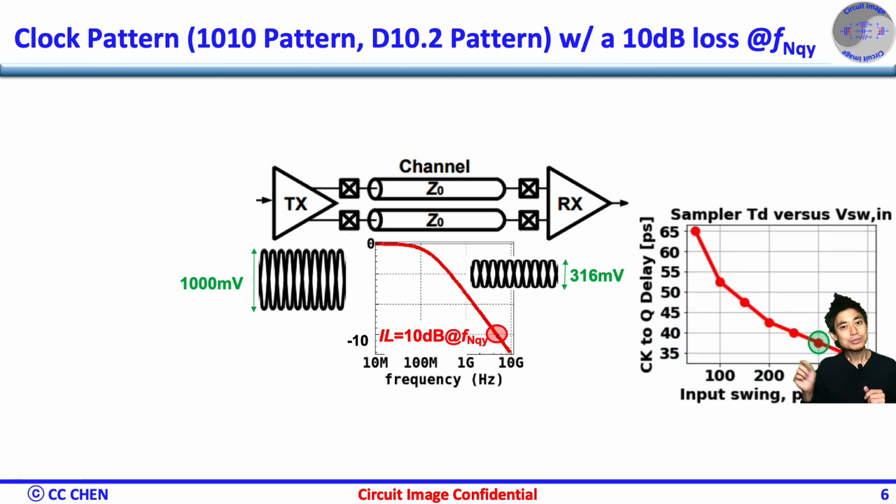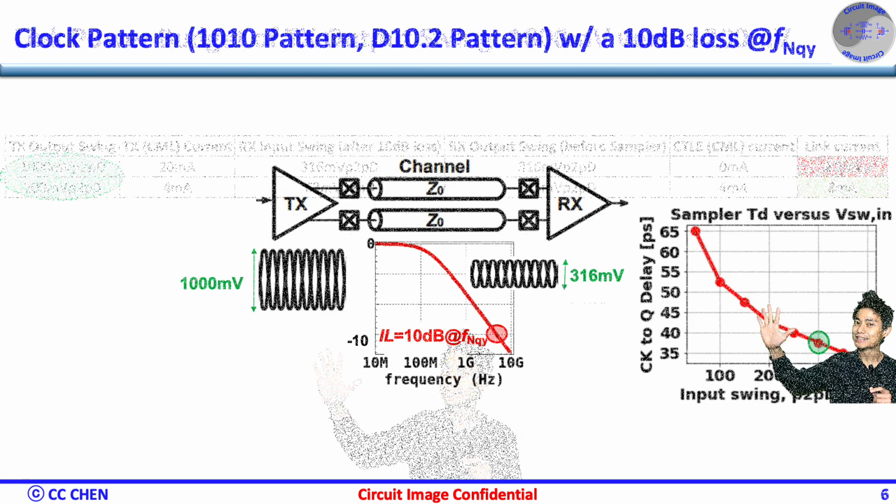From your last image of the RX sampler's input sensitivity, you should claim that the 316 mV should be good enough for a data rate not only up to 10 gigabit per second, but also 20 gigabit per second. So we definitely don't need any CTLE gain from the active CTLE. Is that true? Think about the power images of a SerDes link for 5 seconds.